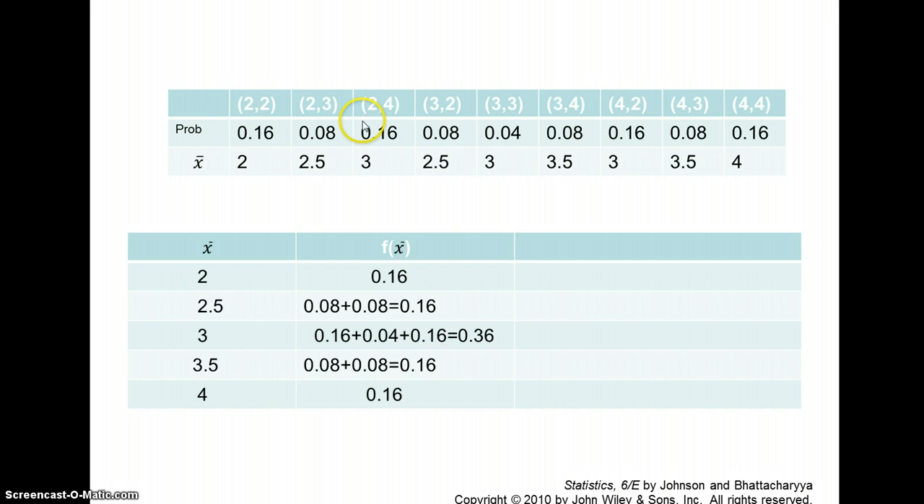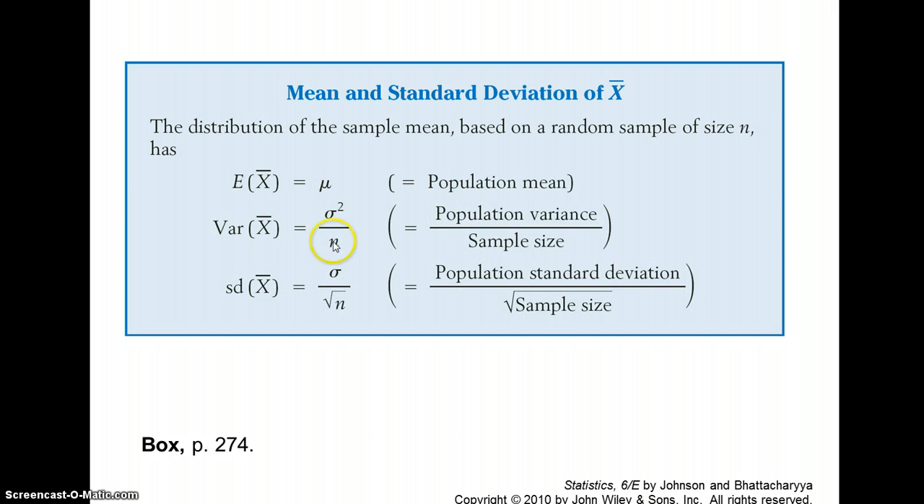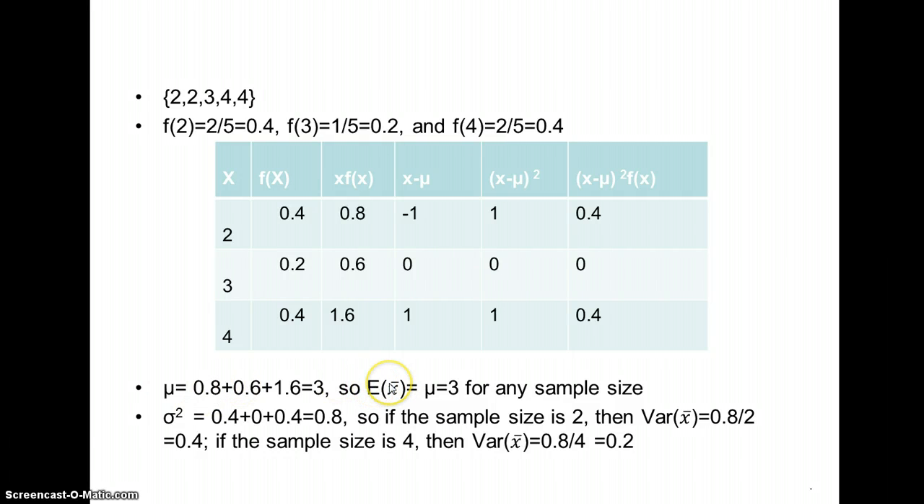Okay, so instead of making a list this way, we just rely on the population mean and the population variance. After we find the population mean and population variance, we take them and divide by the size or the square root of the size. Okay, and so that's how we calculate the variance, and how to find the expected value of the sample mean, and how to find the variance of the sample mean.